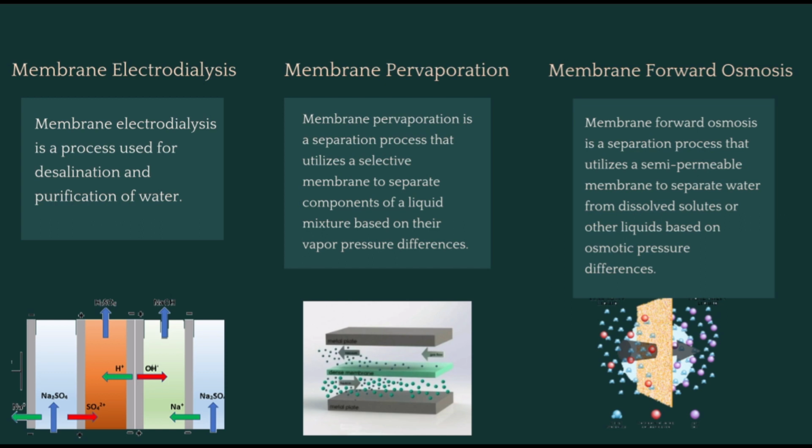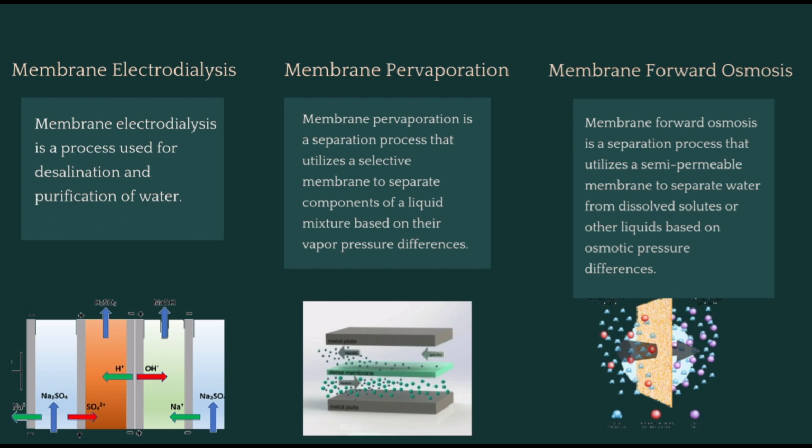This technology is commonly used in various applications, including water treatment, wastewater treatment, and the production of high purity water for industrial processes. By selectively allowing specific ions to pass through the membrane while excluding others, electrodialysis can effectively remove impurities and salt from the water, resulting in cleaner and more purified water.